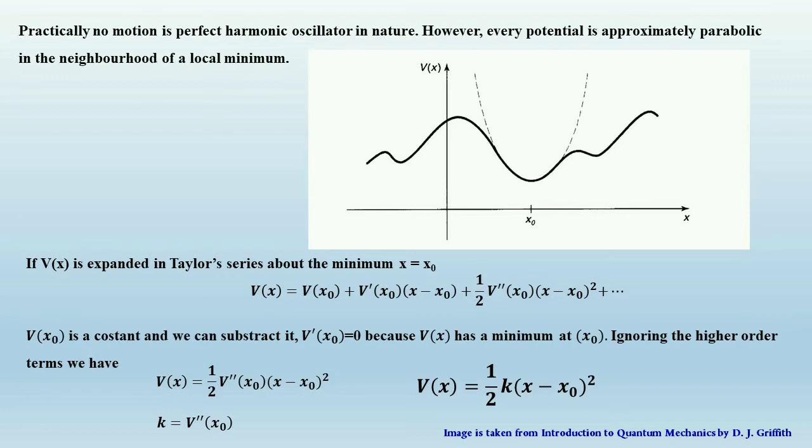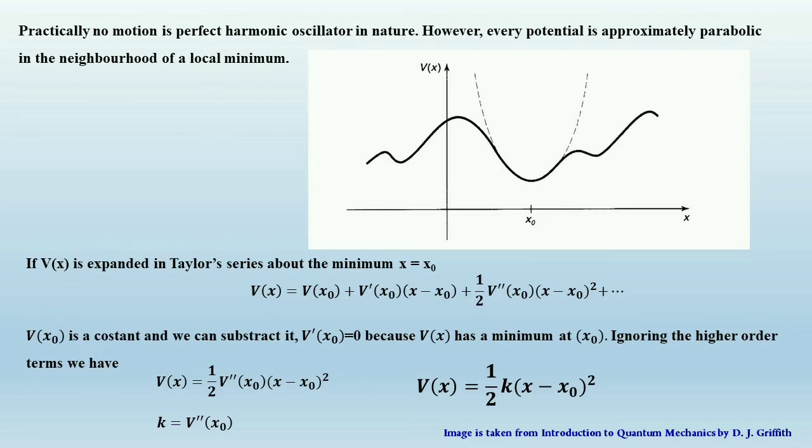So we can just ignore the term V(x naught), and as we know that the potential V(x) has a minimum at the point x equal to x naught, what is the condition for maxima or minima? You know from your class 12 mathematics that the first order derivative, del V del x, that is V prime, at the point x naught should be 0. So if V prime (x naught) is 0, the second term also vanishes.